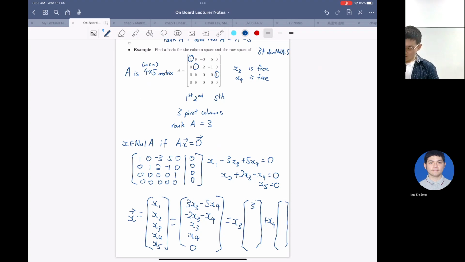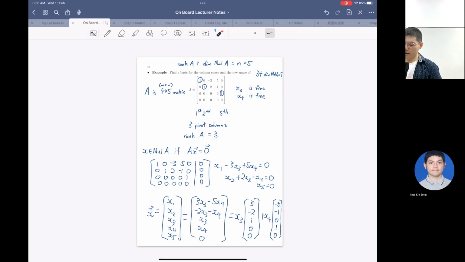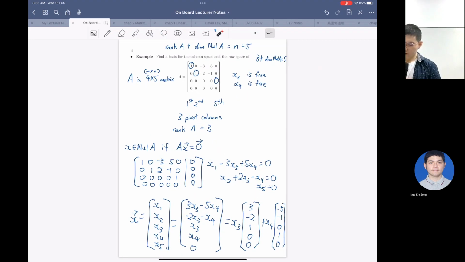3, -2, 1, 0, 0. How about the second one? -5, 1, 0, 1, 0. So you read out the coefficient here. Okay. So these are the two vectors that span the null space of A.